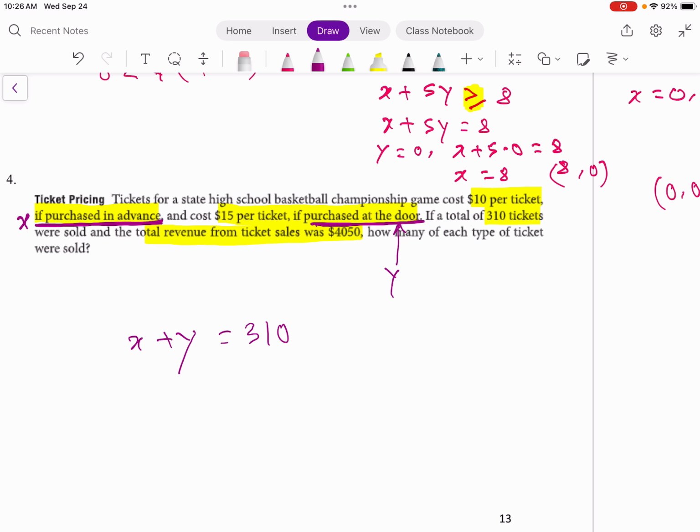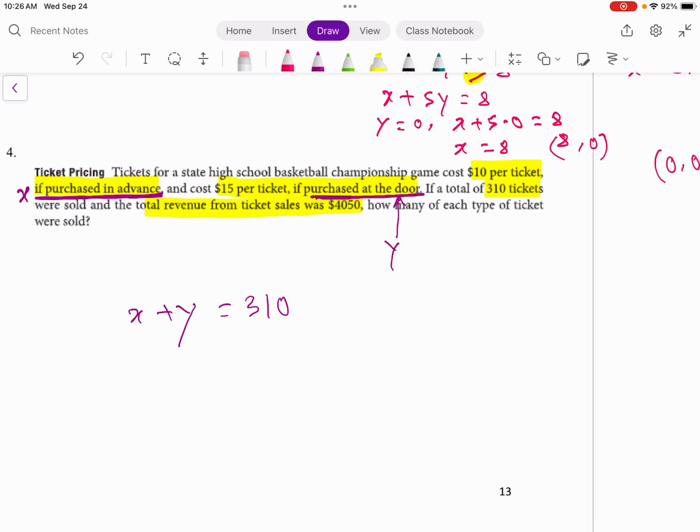Any question? X is the number of tickets you purchase in advance. Y is the number of tickets you purchase at the door. And the total number of tickets you purchase is 310. It means X plus Y has to equal 310.